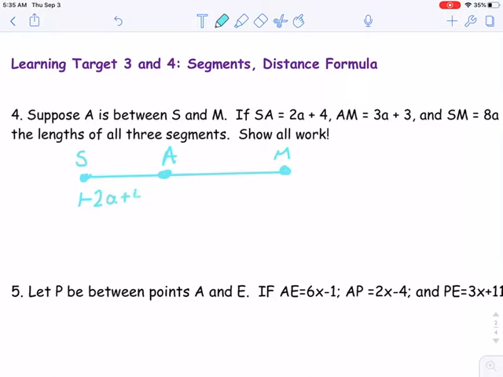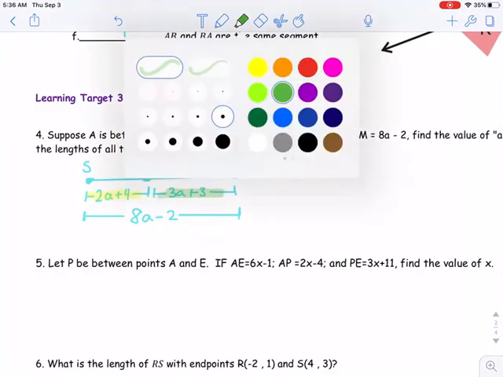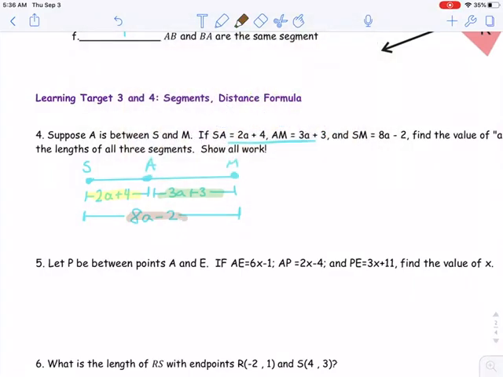Then I like to write 2A plus 4 by SA. Then I like to write 3A plus 3 by AM. Alright, because that's just all this right here. And then SM, the whole thing, is 8A minus 2. So we have the segment addition postulate. It's basically saying this left part plus this right part equals the whole thing.